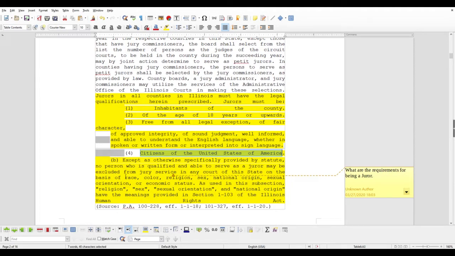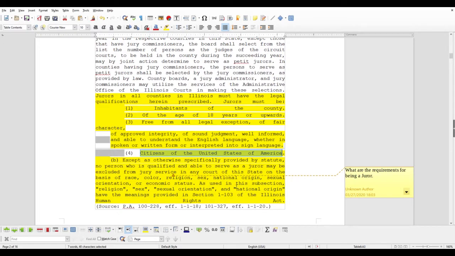Except as otherwise specifically provided by the statute, no person who is qualified and able to serve as a juror may be excluded from jury service in any court of the state on the basis of race, color. So basically, they can't discriminate against you because you're disabled, you're black, white, fat, Chinese, or whatever. That's how they determine the requirements for actually being on the jury, right?